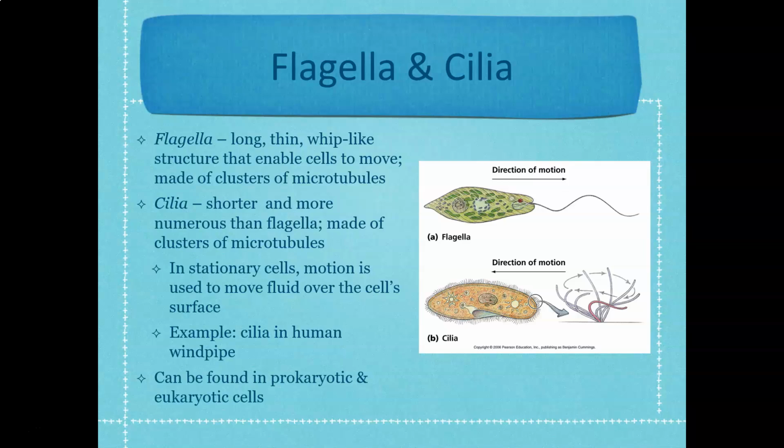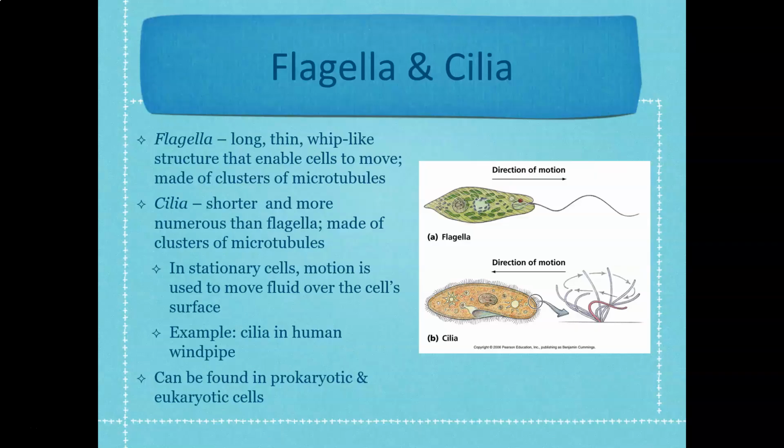All right, while we're on the topic of your cytoskeleton, let's talk flagella and cilia. Cells have these, some cells don't. But when they do have them, they are made of microtubules, so those biggest filaments of your cytoskeleton. And it's just a matter of how long are they and in what kind of arrangement.